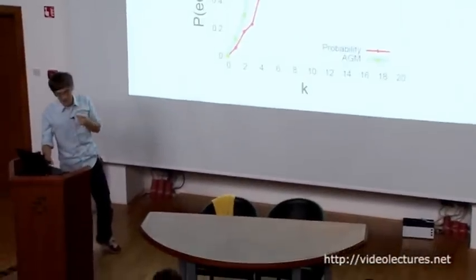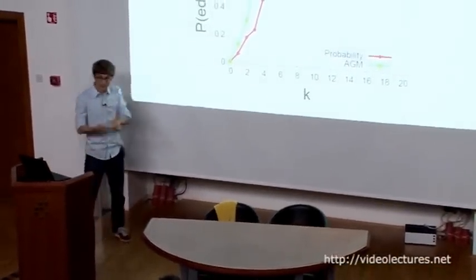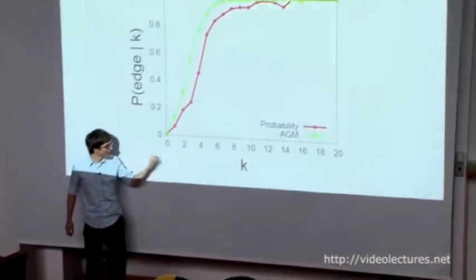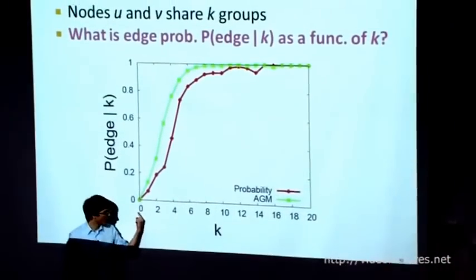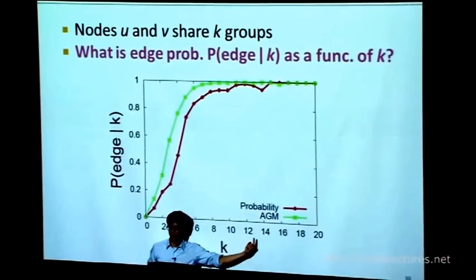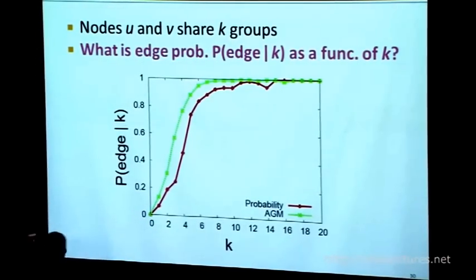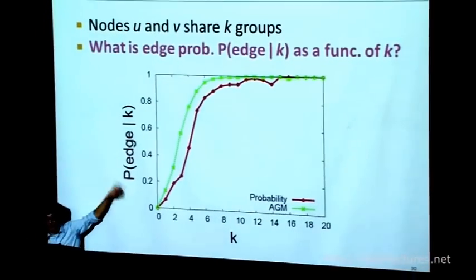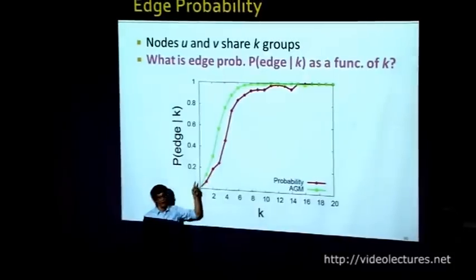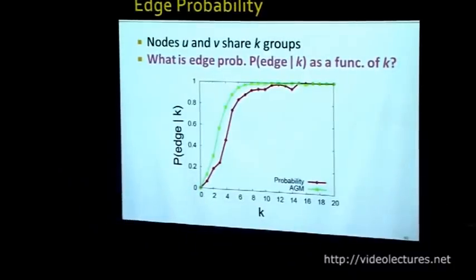So what you can actually do is, given that we have this ground truth, I can go and measure this, right? So what I have here is, for every pair of nodes, I ask how many groups do you have in common, versus what's the probability of an edge, right? And the thing goes up, right? So really, what does this tell me?